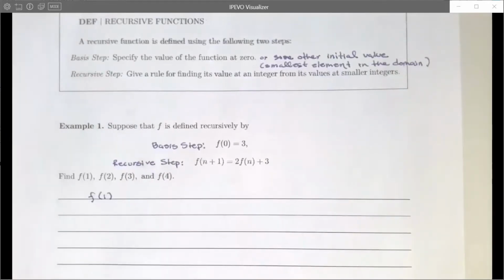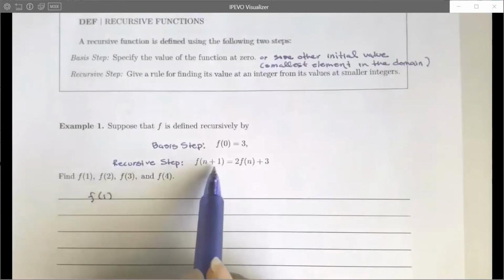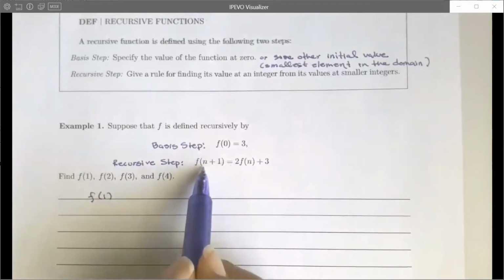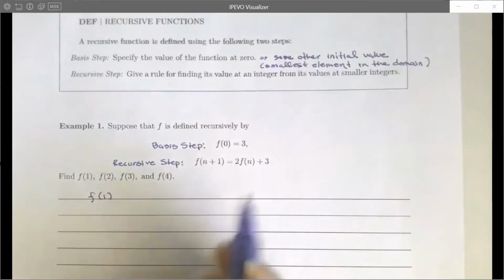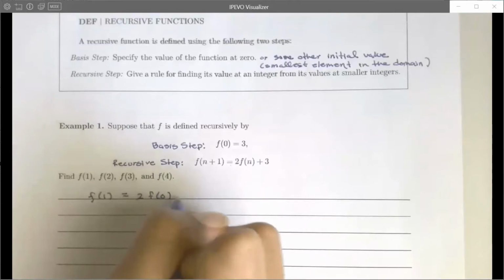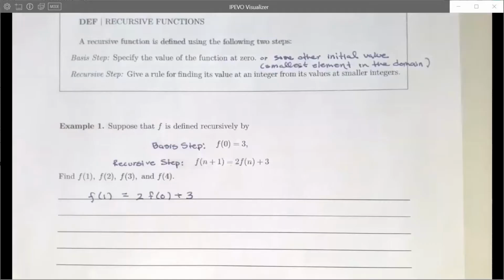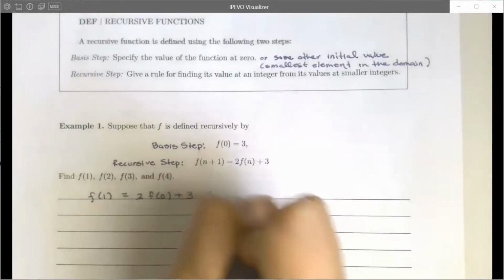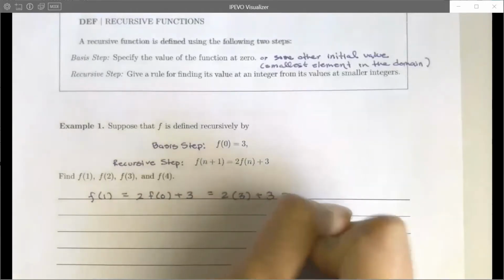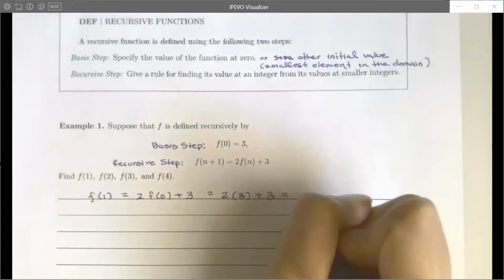Now, using strictly the definition here, if I want 1 to be n plus 1, that means that n would have to be 0. So f of 1 is 2 times f of 0 plus 3. Now, f of 0, they tell us from the basis step, is 3. So I'm just going to replace that in there. It's 2 times 3 plus 3, which gives us 6 plus 3, and that is 9.